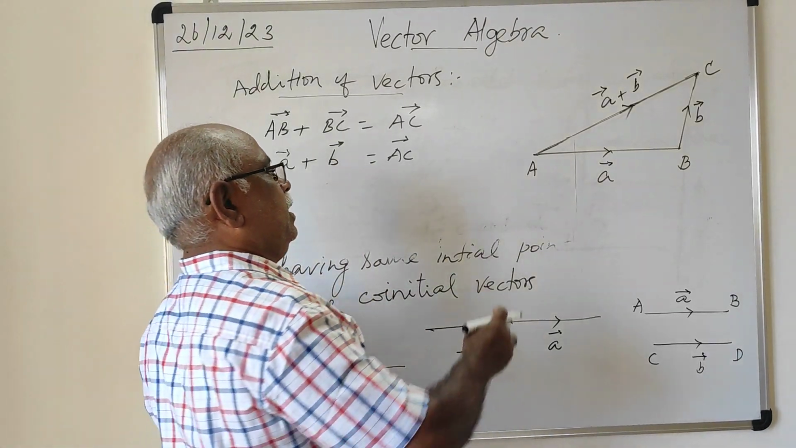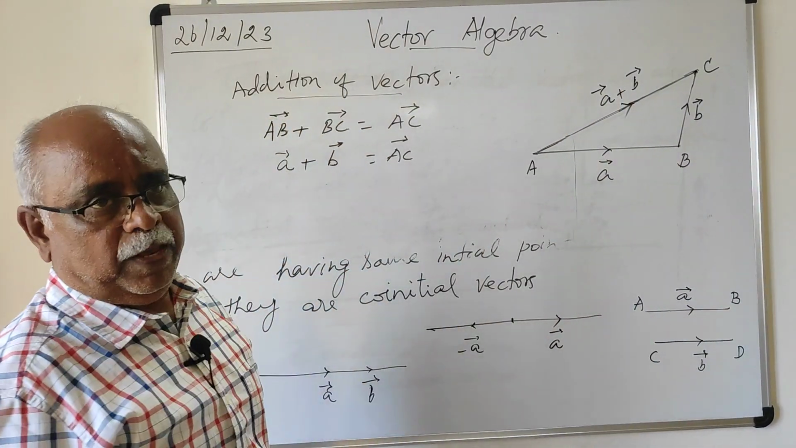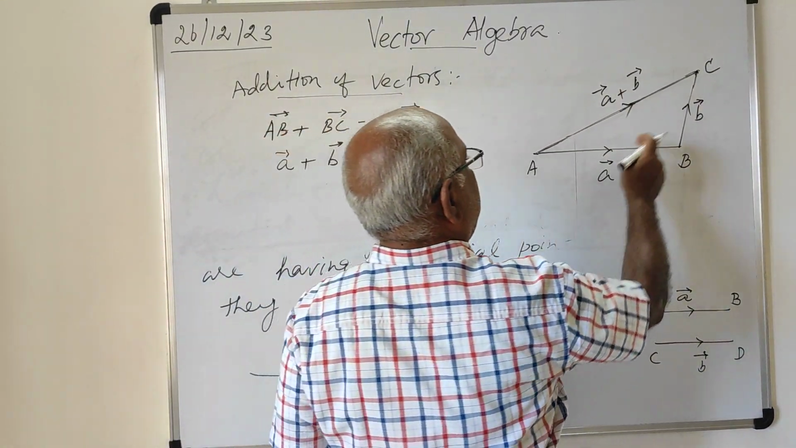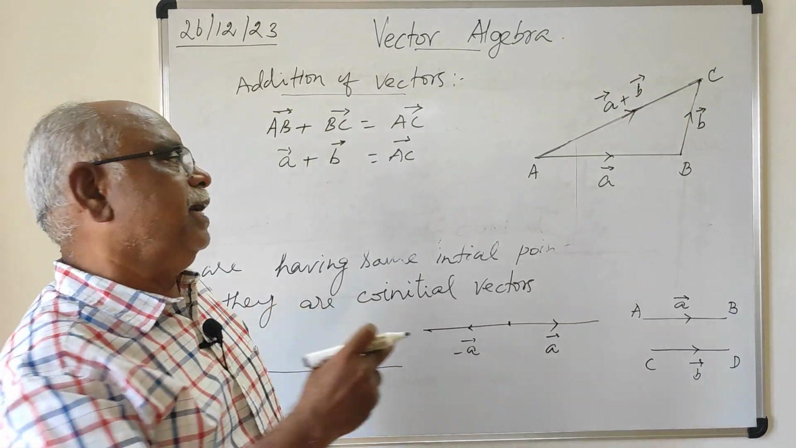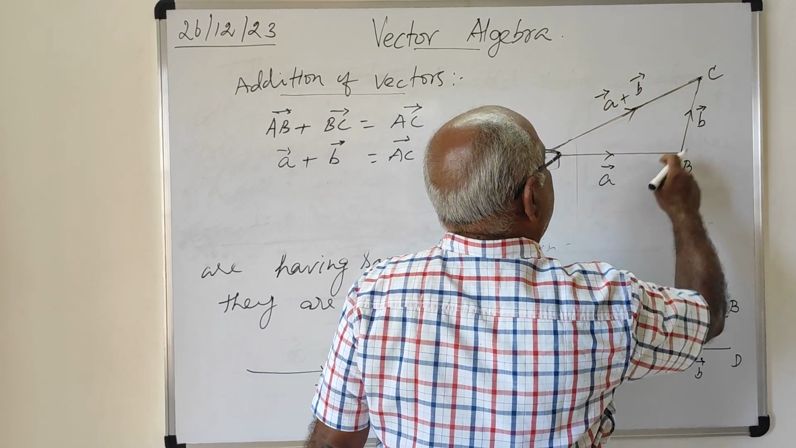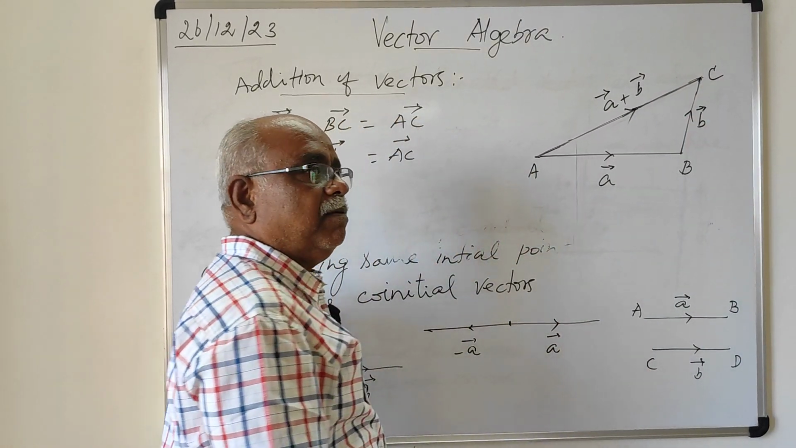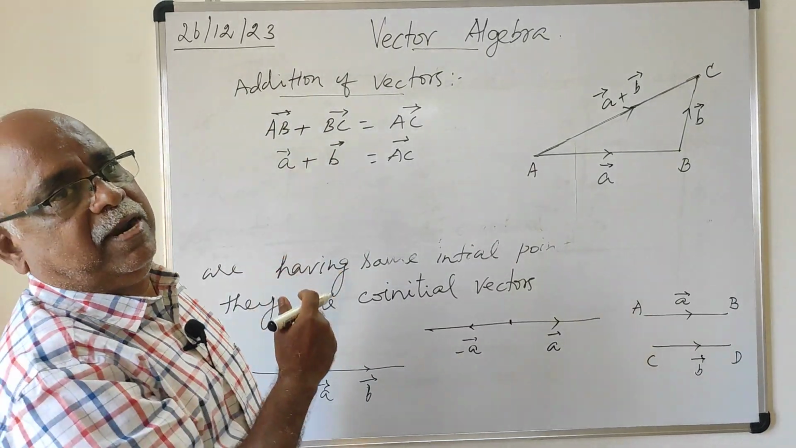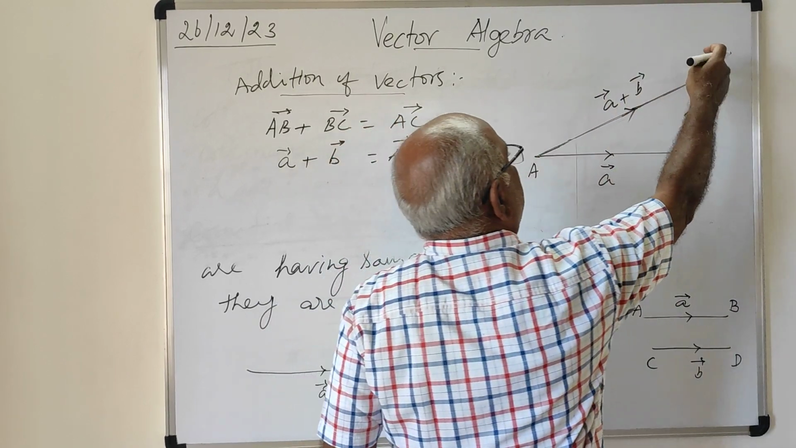And this addition is represented by the triangle law of vector addition. That means if two vectors A and B are acting along two sides of a triangle, vector A acting along the side AB and vector B acting on the other side BC, then the sum is represented by the third side of the triangle with the initial point of A and the terminal point of B.